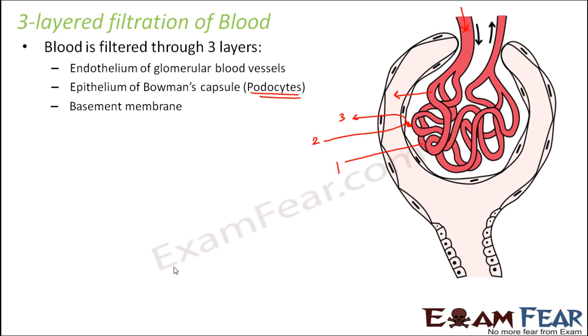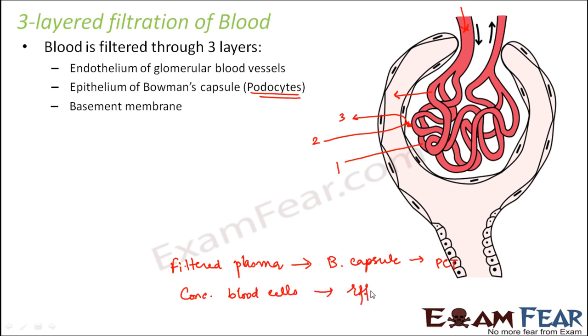So from this we saw that the filtered plasma from the glomerulus moves into the Bowman's capsule. From Bowman's capsule it will further move down to PCT, whereas the concentrated blood cells will move through the efferent arteriole, and where will it go? From here it will go to the capillaries surrounding, it will get into the capillary network around the PCT. So we will talk about that a little later. So this is what happens at this stage.